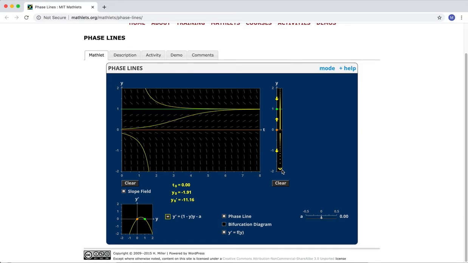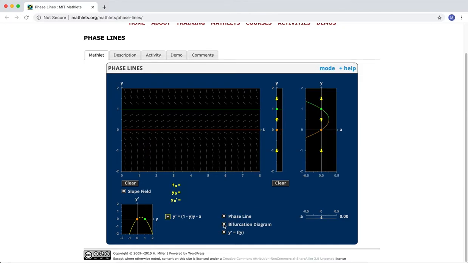But really the most exciting and funnest thing about this is that it also provides us with a bifurcation diagram. We're going to be studying bifurcations in depth in section 3.6, but I thought I'd give you a peek ahead because I don't want you to be intimidated.